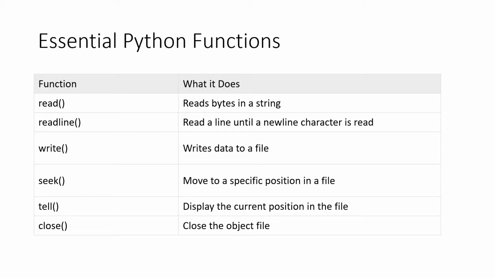Some of the important functions that can be done by the file object: once you've opened a file and you have that file object there, you can read from a file, you can read a line, you can write to a file, you can move to a specific position, you can figure out what position you're at, and you can close the file.